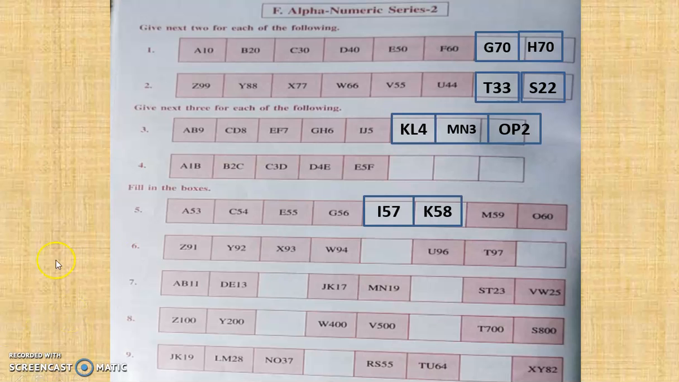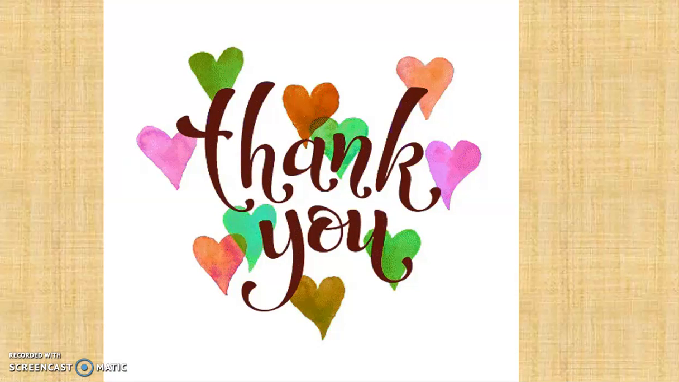Likewise in the next one, Z, Y, X, W, then here it has to come V, right? So V should come and the numbers increase by one. So V95 should come over here. Likewise, after T, S, that means the reverse order. S98 should come over here. Is it clear? So thank you, kids.